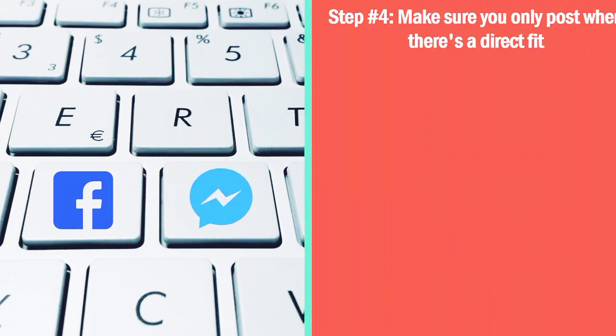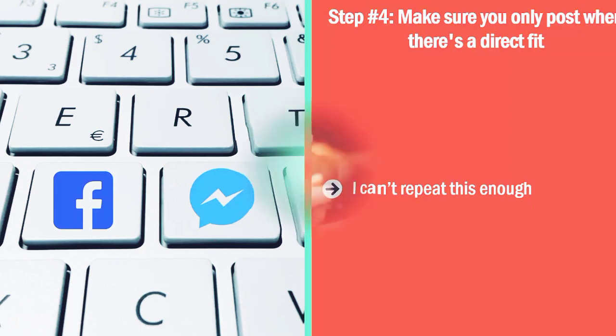Step number 4, make sure you only post when there's a direct fit. I can't repeat this enough. You must only post comments on a blog post that directly fit your niche. There also has to be a natural progression from your Level 1 content to whatever content you're commenting on.